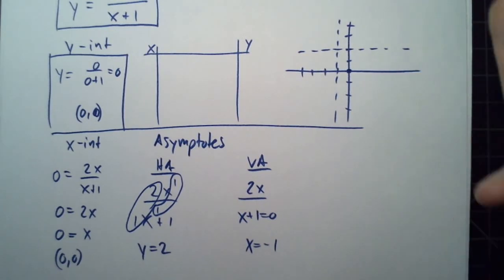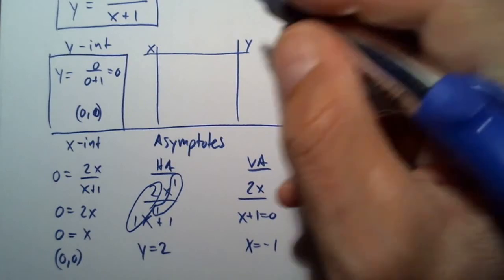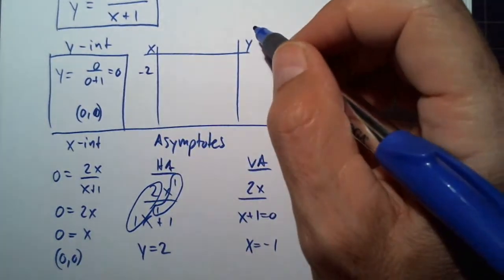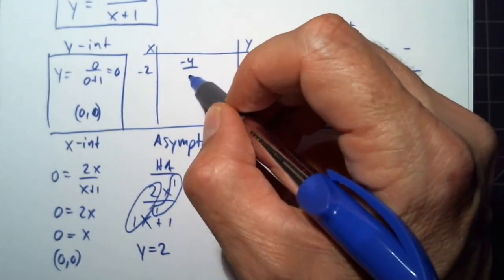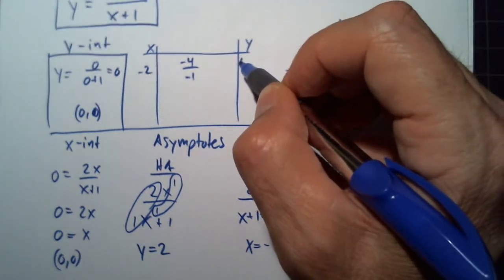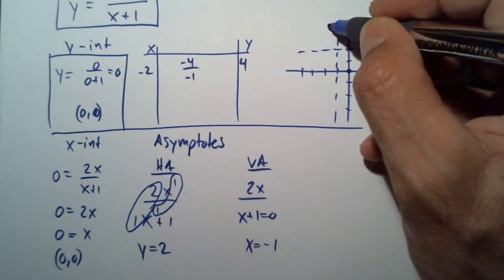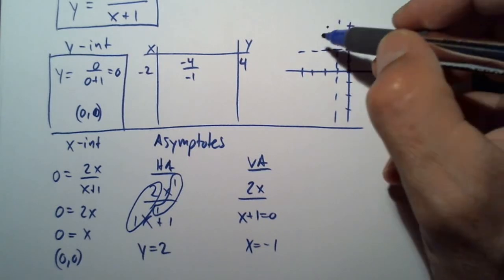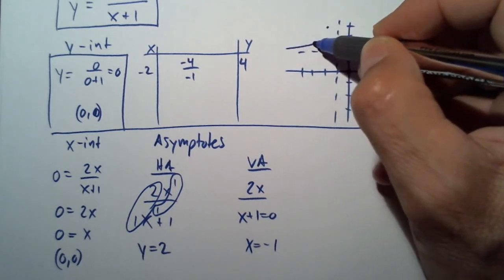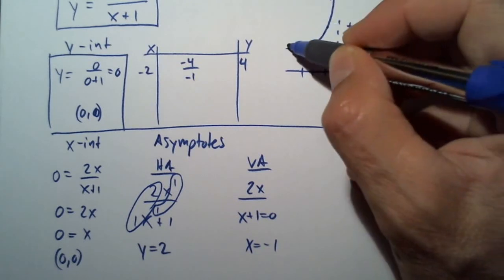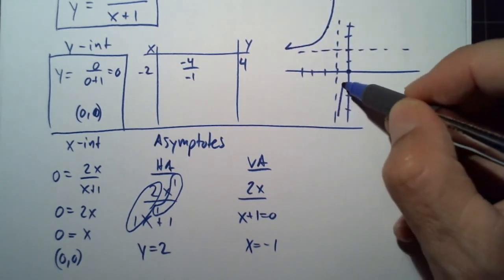Let's try negative 2 to see what's happening over here. And that'll give us negative 4 over negative 1. So we have positive 4. At negative 2, we go to positive 4. And if we plotted some more points, we would see this and this.